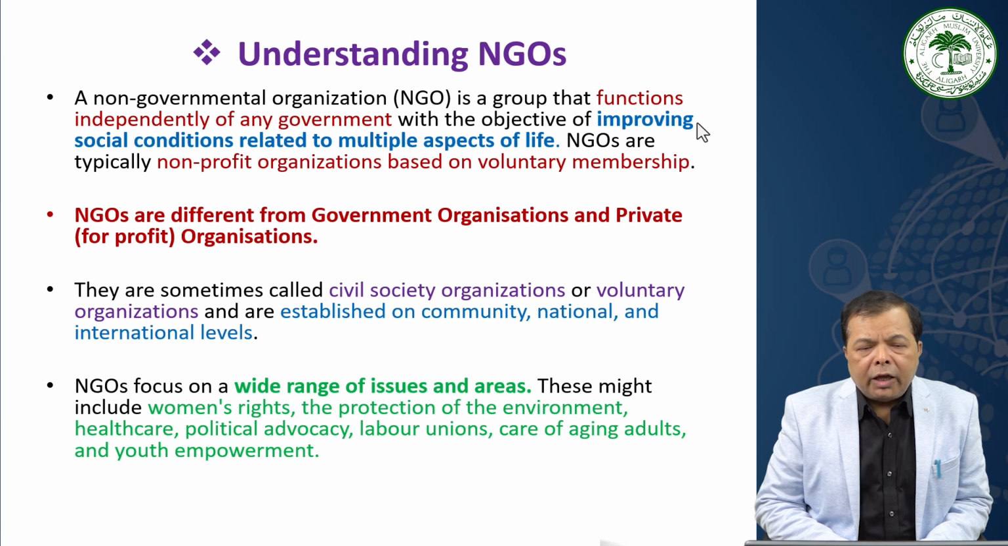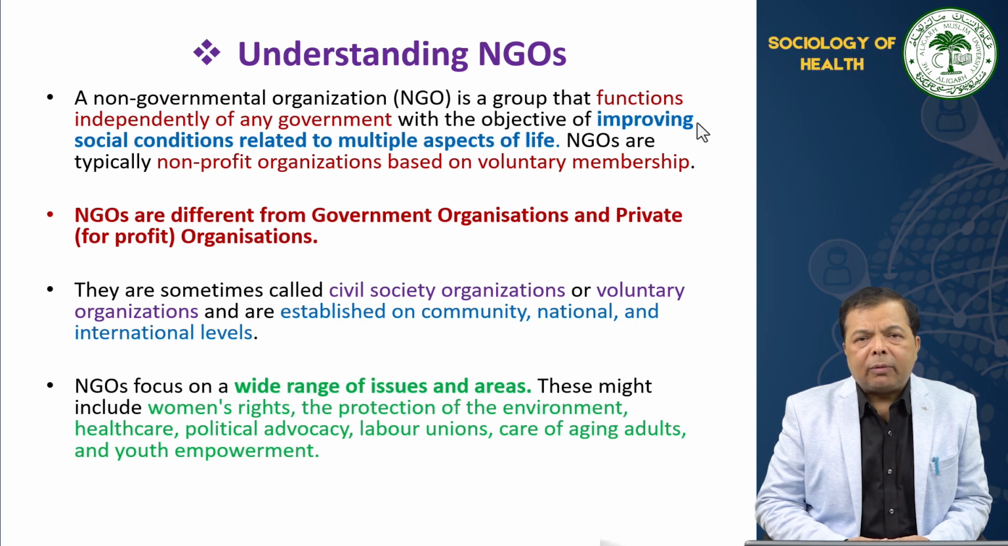Then NGOs are also identified as civil society organizations or voluntary organizations, because these are actually established at the level of the community or at the level of the nation, or even at the level of the international fraternity. Why do we call these civil society organizations also? Because they engage people, and that way they are different from the government.